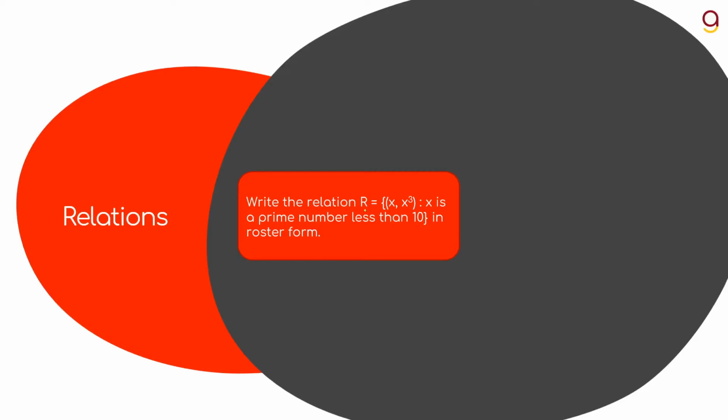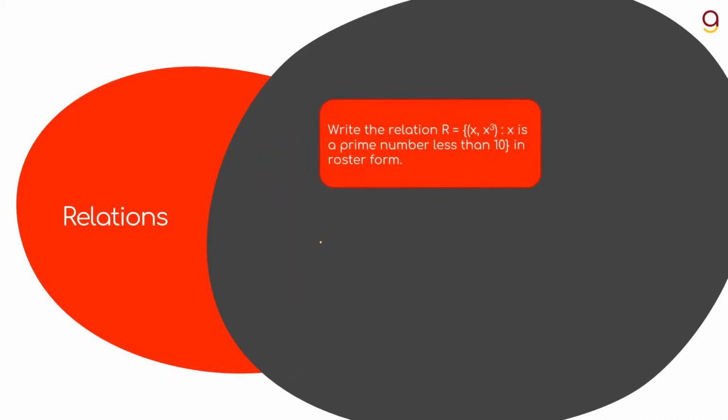Write the relation R is equal to {(x, x cube) such that x is a prime number less than 10} in roster form. So yeah, now students, let's pause the video and try to solve the problem, and play the video again to see if you have got the right answer. So yeah, now let's see the solution.